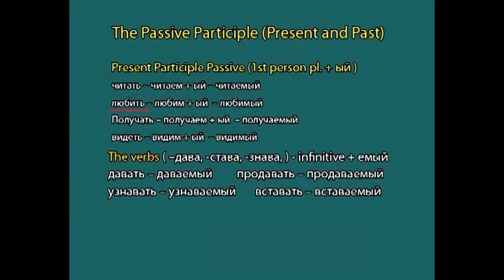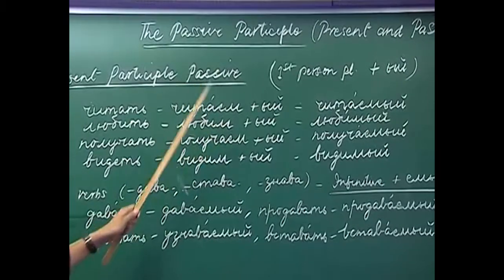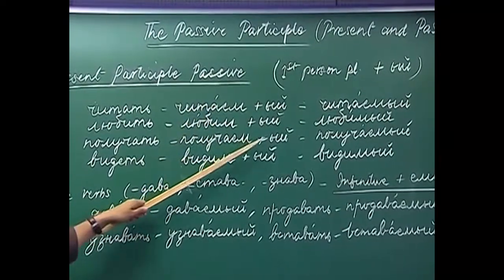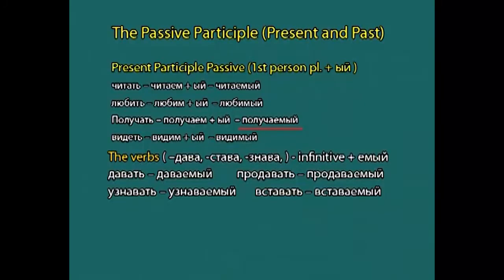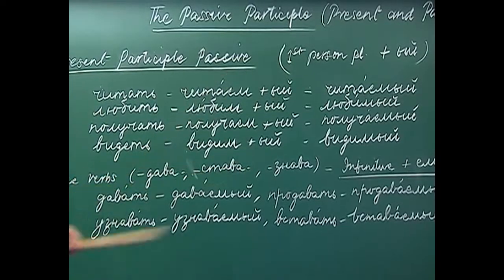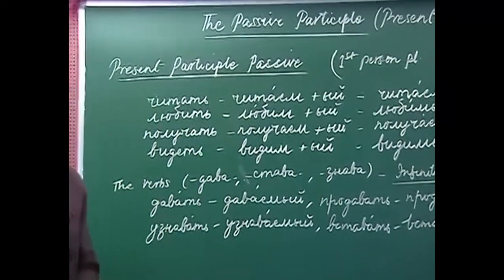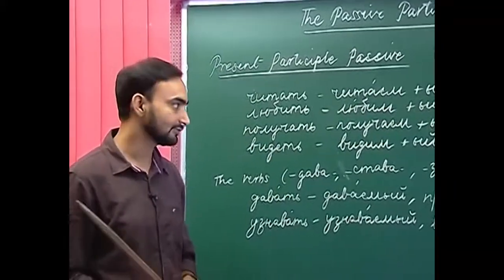Similarly, любить, любим plus ый, любимый. Получать, получаем, which is the conjugated form with first person plural plus ый, получаемый. Видеть, видим, plus ый, видимый. So this is how we form the present participle passive.